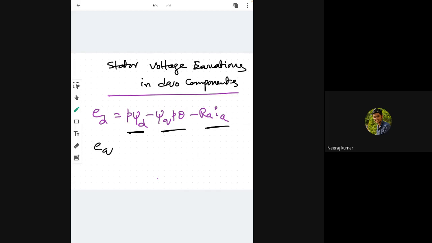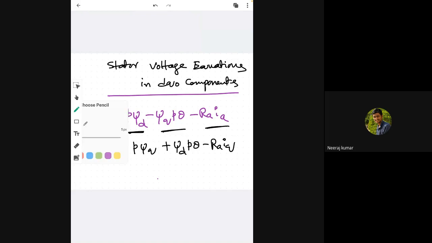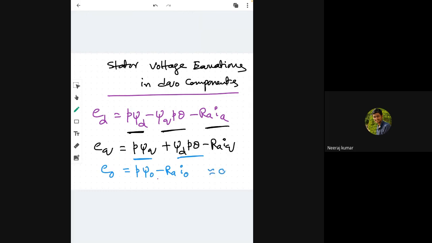Similarly, you have EQ equal to P psi Q plus psi D into P theta, where P is d by dt, minus RA IQ. This is the transformer voltage, speed voltage, and drop. And E naught equal to P psi naught minus RA I naught. Psi naught is 0 and I naught is also 0, so E naught equals 0. No need to consider the E naught term.